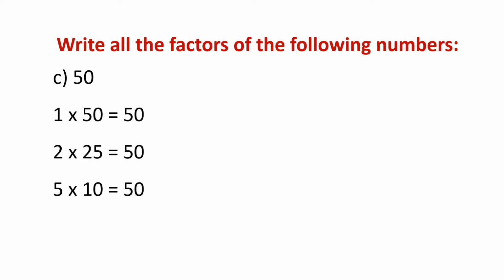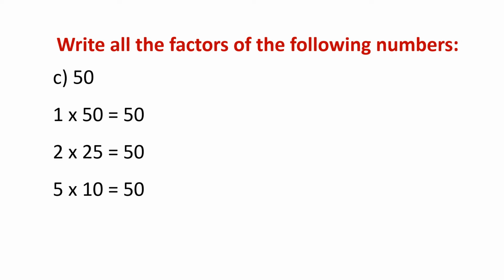Is 50 completely divisible by 7? No. So leave 7. Then we take the next natural number 8. Is 50 completely divisible by 8? No. So leave 8 also. Then we take the next natural number 9. Is 50 completely divisible by 9? No. So leave 9 also.